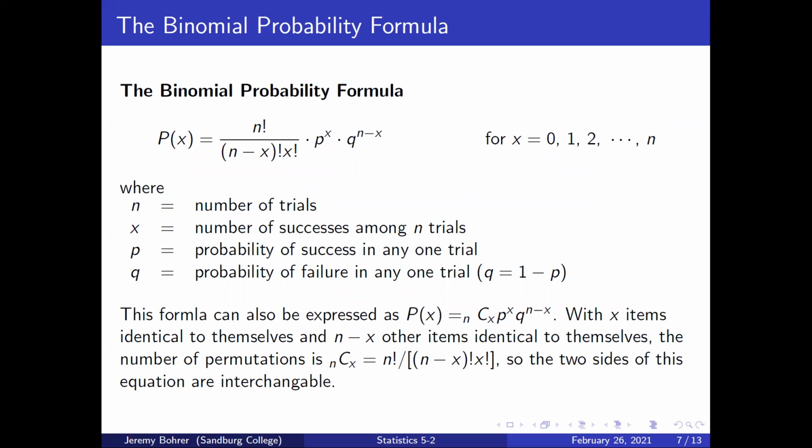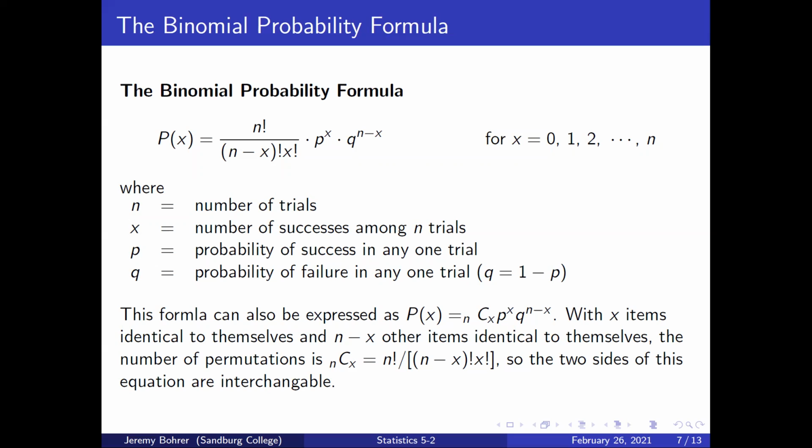The binomial probability formula. P of x, the probability of x, is equal to n factorial over n minus x factorial times x factorial times p to the x times q to the n minus x, for x equals 0, 1, 2, up to n. Where n is the number of trials, x is the number of successes among n trials, p is the probability of success in any one trial, and q is the probability of failure in any one trial. So q equals 1 minus p.